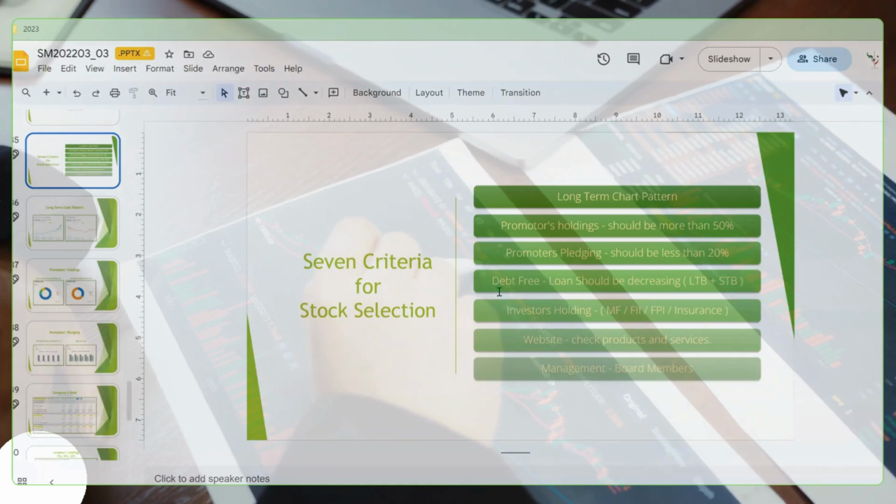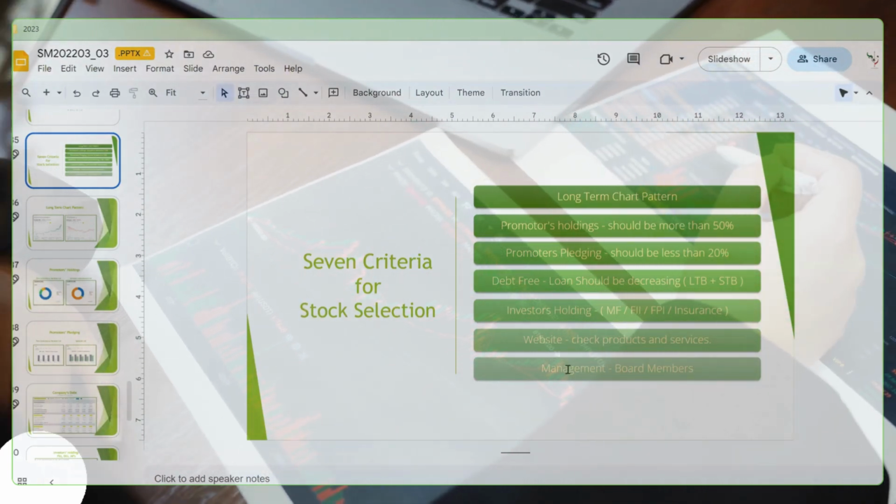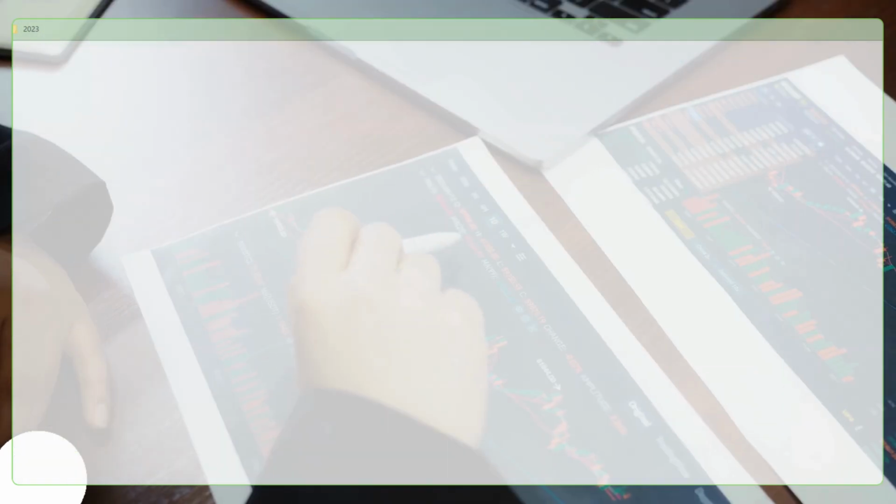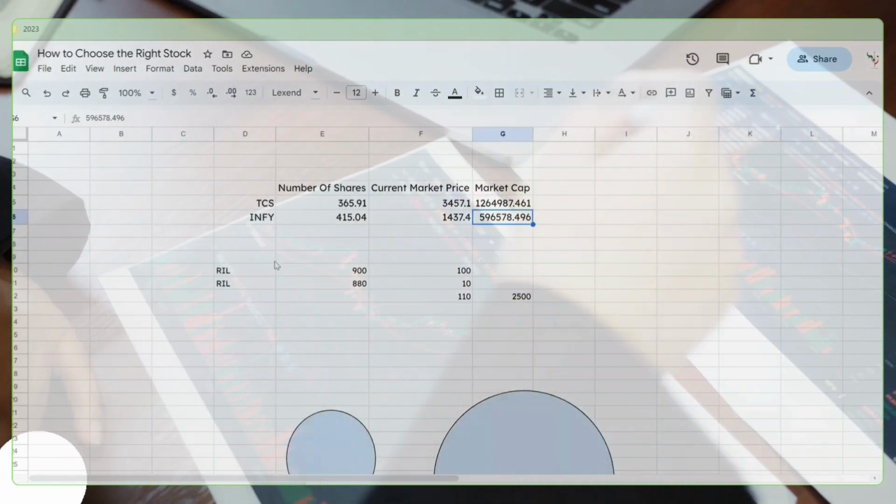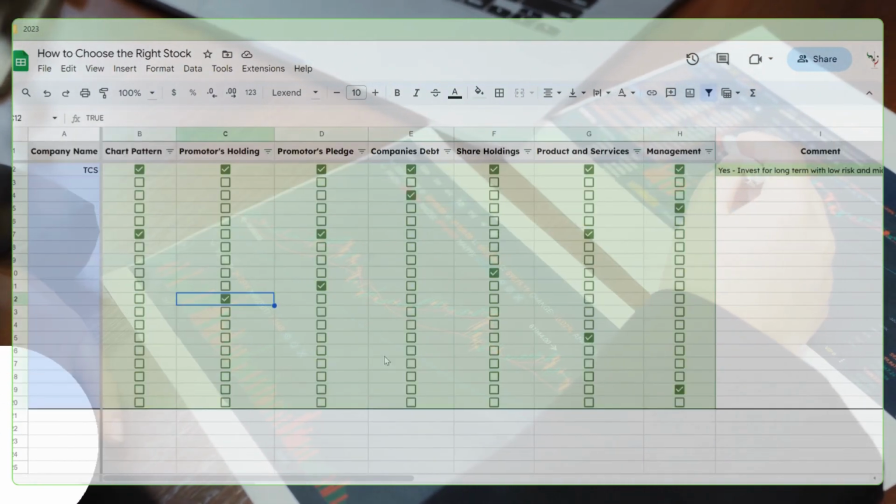Then investors, then website and management we will cover after the break, and then we will go for the exercise of the checklist. This checklist, okay?